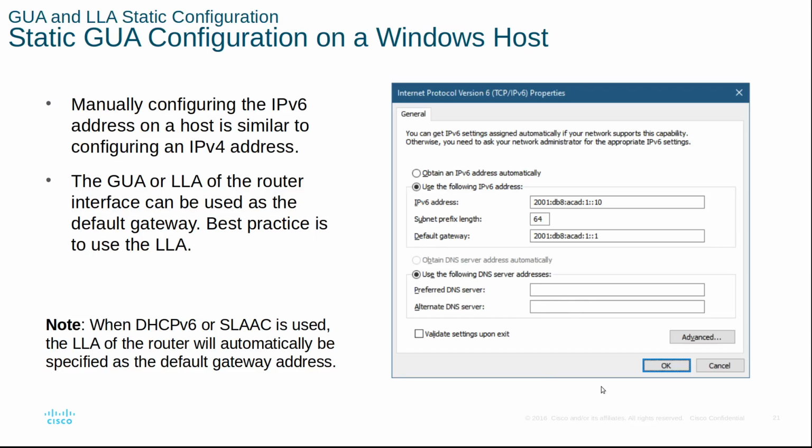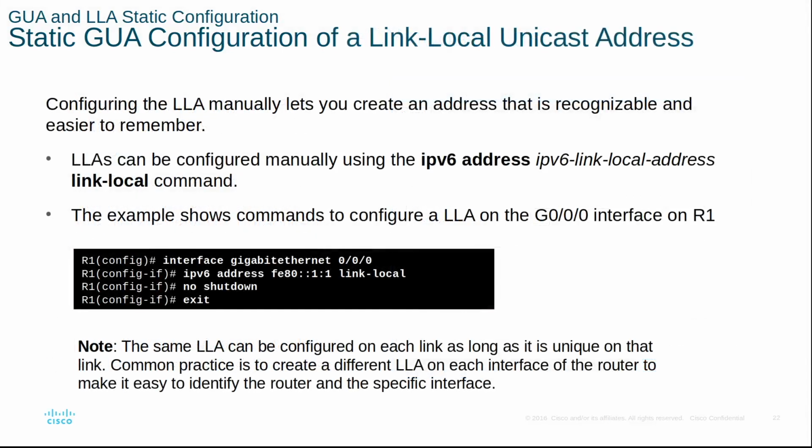Now, here's a note. When you're using DHCPv6 or SLAAC, the link local address will automatically be specified as the default gateway. So that's kind of handy. Means you don't have to worry about forgetting that.